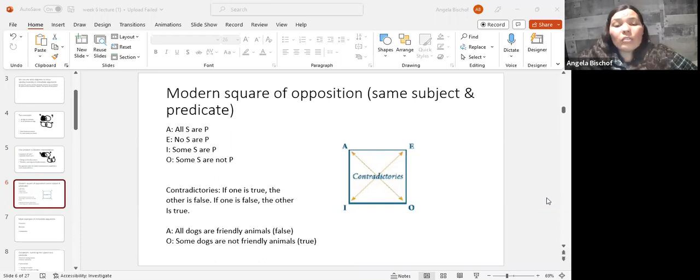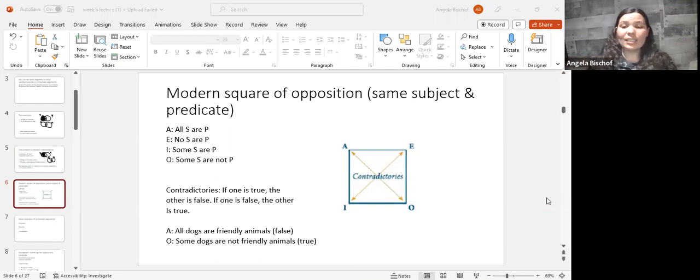Why? Well, if all dogs are friendly is false, that means that not every single dog is going to be in the class friendly animals. There's going to be at least one, maybe more dogs who are not in the class friendly animals. And that's exactly what the O statement is saying, that there's at least one dog who is not going to be in the class friendly animals. Now, if the statement some dogs are not friendly animals is false, then we know for sure that all dogs are friendly animals is going to be true. And the same relationship holds between E and I.